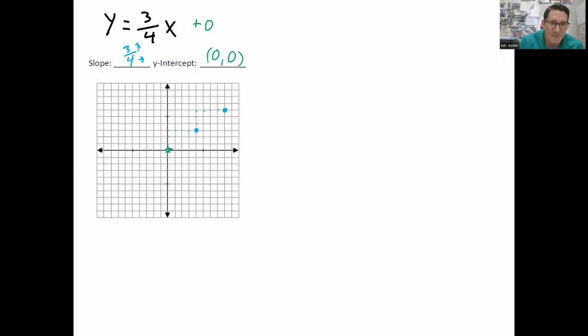I'm going to do one more in the opposite direction. So that's going to be down 3 to the left 1, 2, 3, 4. And connect them with a straight line best you can.